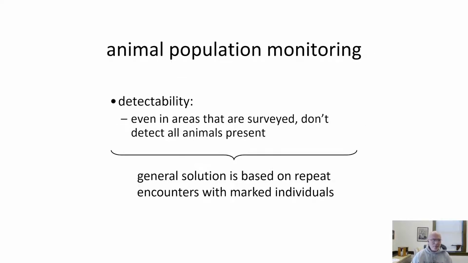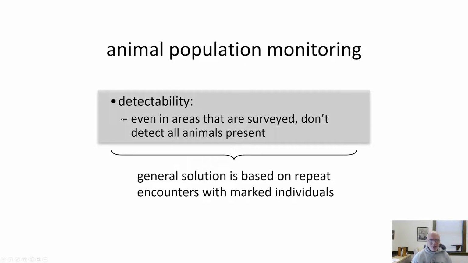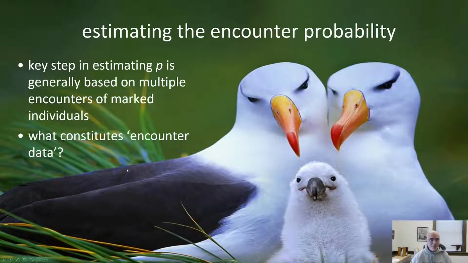So in animal population sampling or monitoring, what we're looking for is the data that we're going to need to estimate detectability. And the key idea to always keep in mind is that even in the areas that you're surveying, you don't detect everybody. So we need a solution for estimating P, the probability of detecting those animals, and that's based upon repeat encounters.